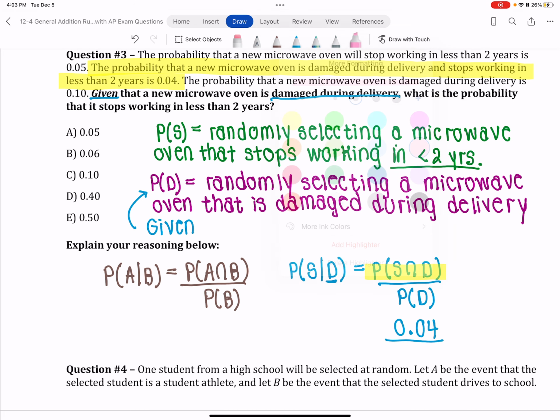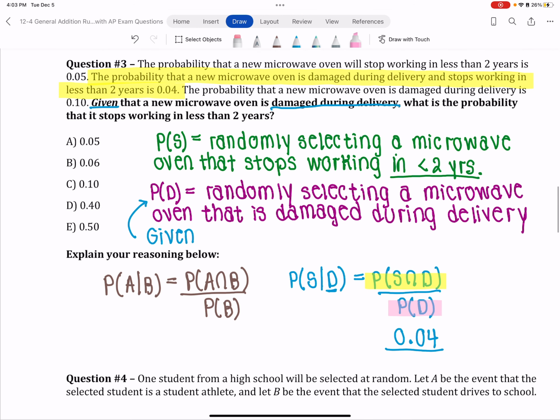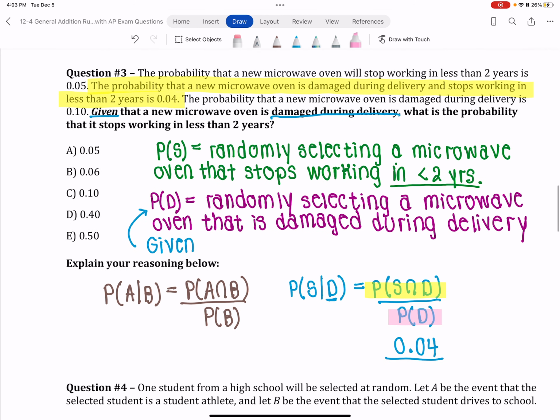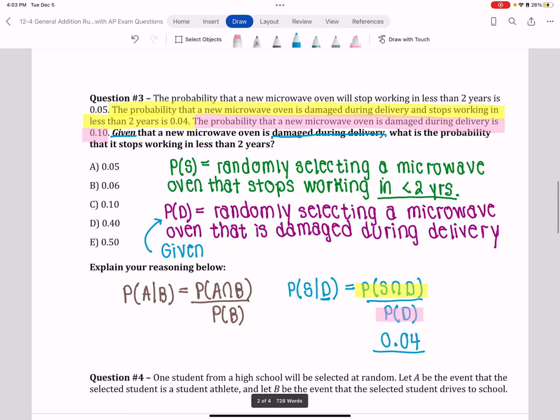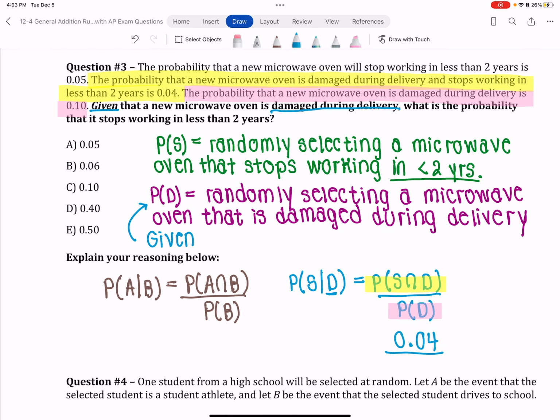Okay, the second part of this is probability of D. Did they tell us the probability of randomly selecting a microwave oven that is damaged during delivery? Let's take a look at this. I'm highlighting this part that says that the probability of that happening is 0.10. So I'm just going to write that over here as my denominator.